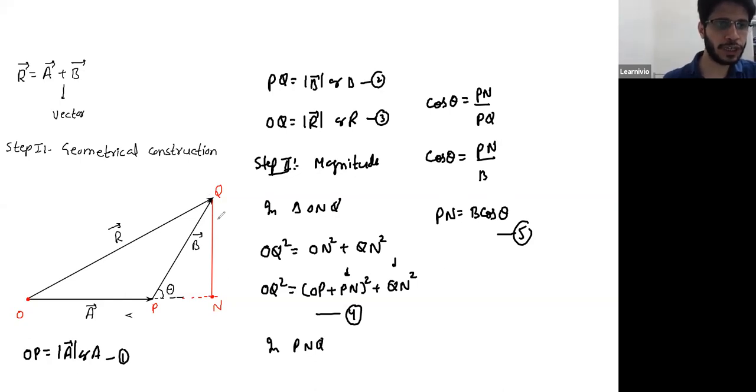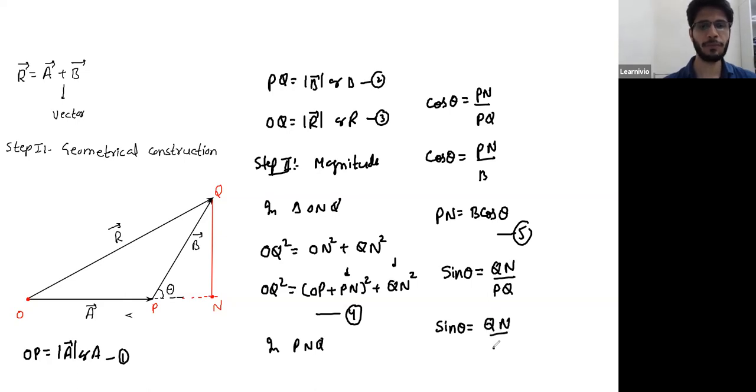Can you calculate QN from this triangle? Which trigonometric ratio would you prefer to calculate QN in this triangle PNQ? Okay, what is sine theta in the same triangle? QN by PQ. So your sine theta is QN divided by PQ, PQ is B. So your QN here is B sine theta. That is equation number 6.